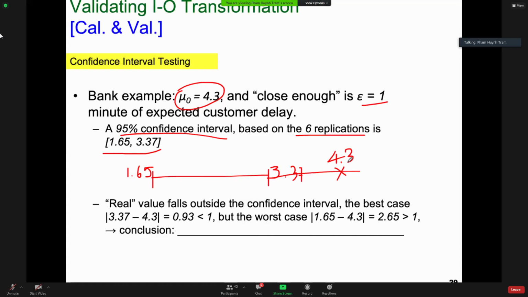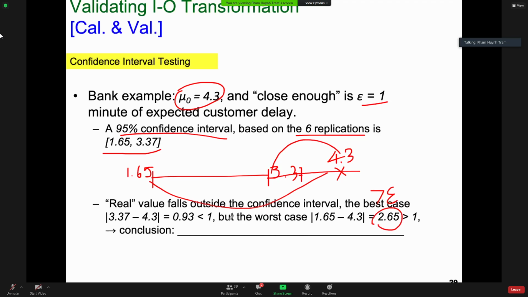All right, I got one answer here from Min. More replications are necessary. Do you agree? Alright, so this is a case where the real value is outside the confidence interval. So this will be our best case, and this will be our worst case. And in this case, our worst case is 2.65, and it's larger than x0. Our worst case is larger than x0.